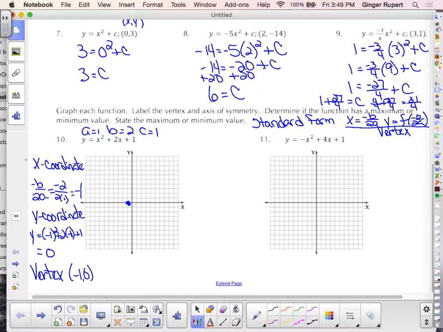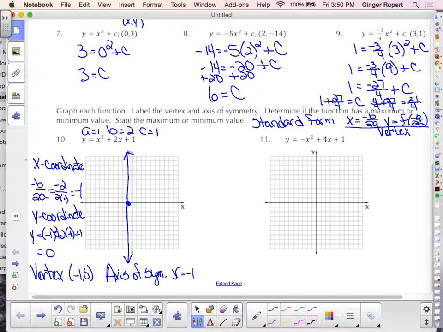If I have my vertex, I know that the axis of symmetry is the x-coordinate, so x is equal to minus 1. So I can sketch in my axis of symmetry through the vertex. Then I have to find my y-intercept. That helps me sketch that graph in.